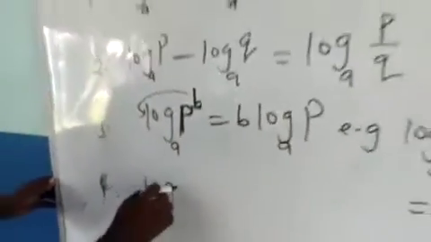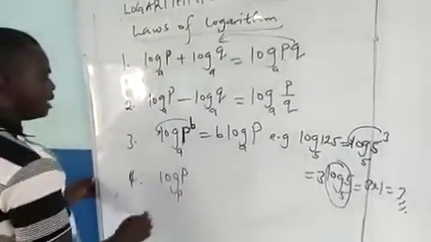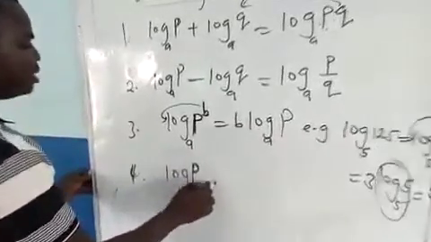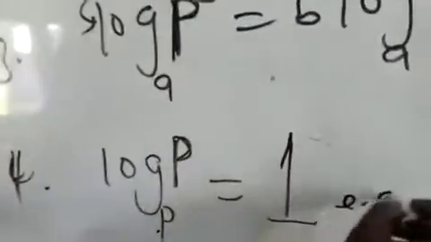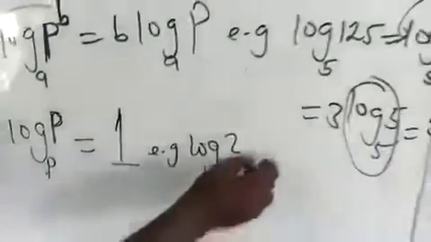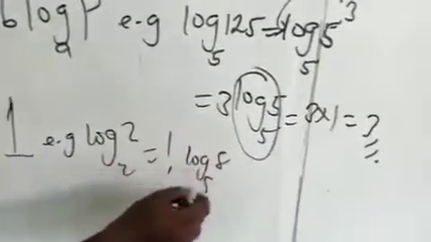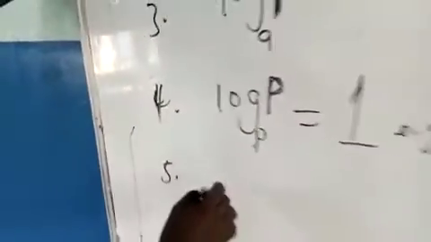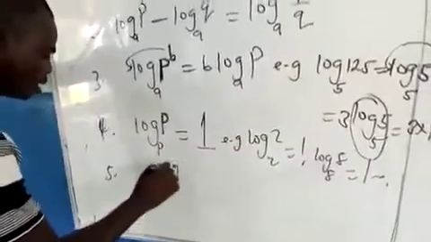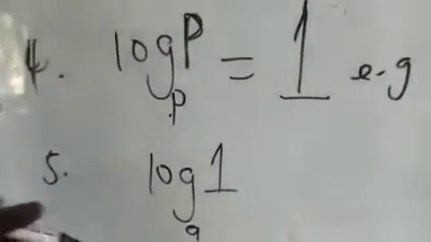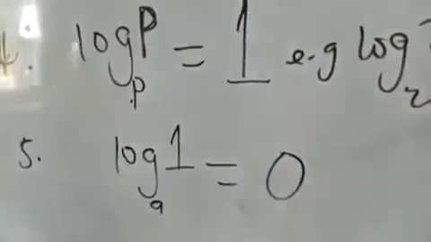So let me talk about log of a number to its base. Log of a number to the same base. If you have log P base P, it must give you 1. E.g., log 2 base 2 is 1, log 8 base 8 is 1, and so on. Then there's another law of logarithm that says that anytime you have log of 1, you can even press your calculator, log of 1 to any base is 0. Anytime you press log 1 to any base, it will give you 0. So take note of that. Log 1 to any base is 0.